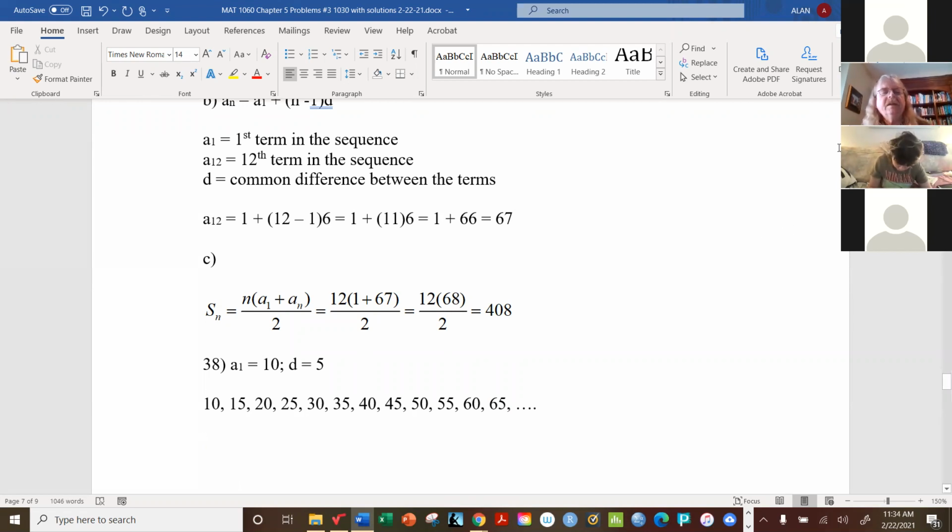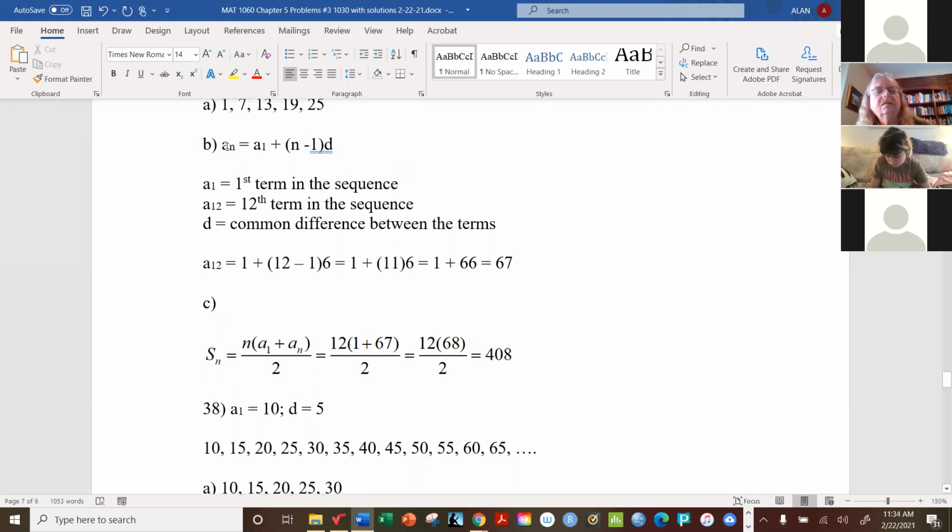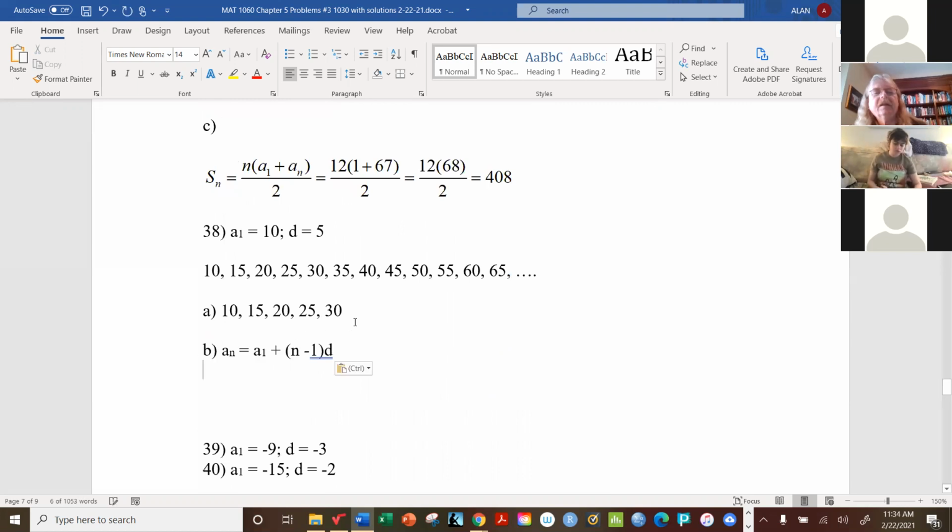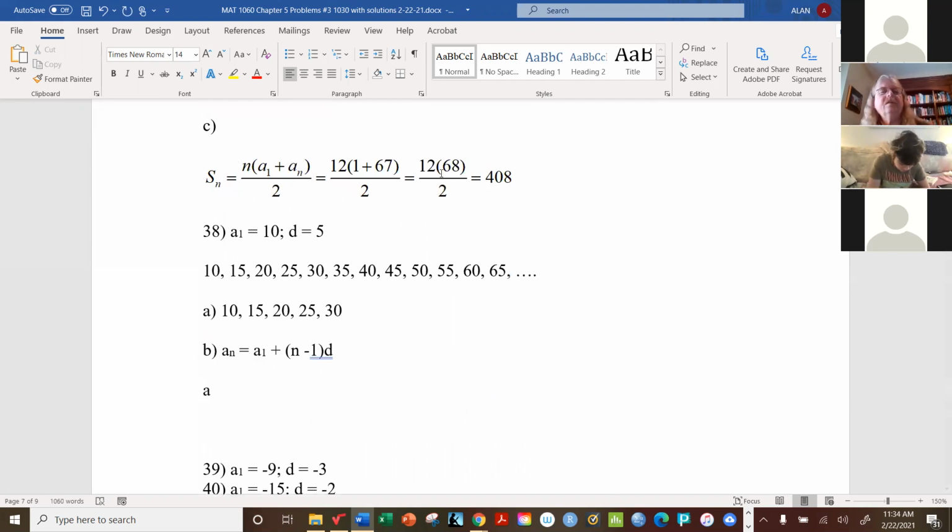All right, so the first one we need is the first 5 terms. And then we need the 12th term. Now you can see already that it's 65, but let's use the formula. We said we want to know the formula as well as doing it out by hand. So A12 is 10 plus 12 minus 1, and this time the difference is 5. And indeed, it is 65.